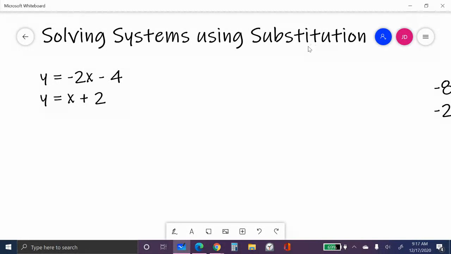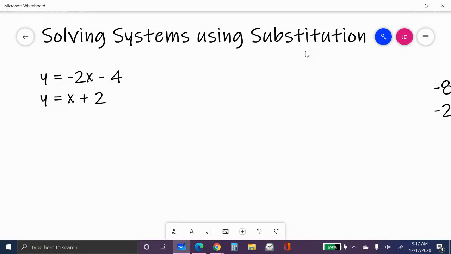All right. So substitution, remember, think of like in a sports game when you have a substitution, one person comes out of the game and another person comes in the game. The same concept goes with mathematics, where a variable is being replaced by another term.